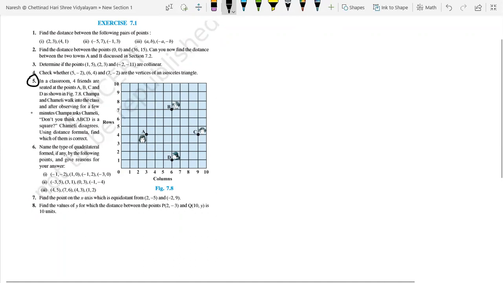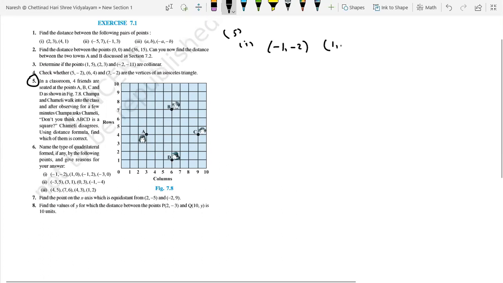The 5th question also you people try. Name the type of the quadrilateral formed by the following points. Give the reasons for your answer. So these are nice questions. Because of leaving a few points, you may lose the marks. You have to be very careful. Each and every point you have to mention here.